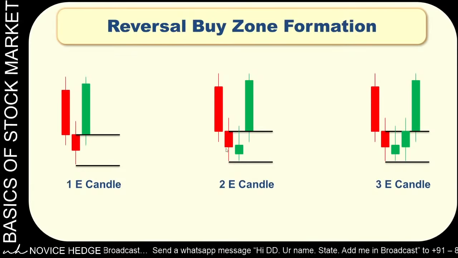Whereas if we have two E candles, the time spent over here is high, right? So there is a probability that the orders would have been filled, almost like 75%, which means 75,000 quantities have been filled. Whereas in three, it is like 90% filled. But we can predict that the market can reverse from that region.